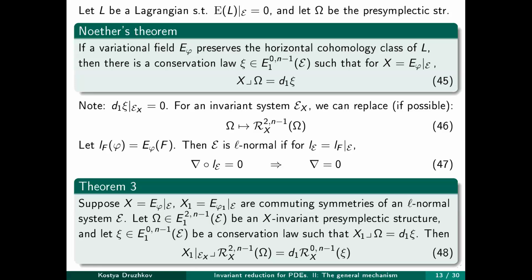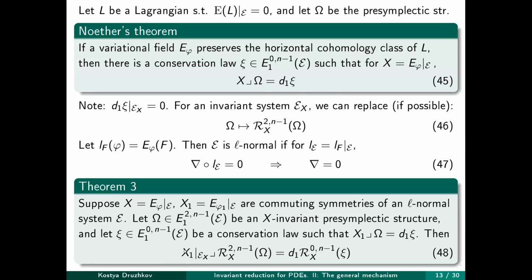So this formula basically means that the relation given under the formula 45 remains the same when we restrict everything, when we reduce everything to the invariant subsystem. Because to reduce a symmetry to this subsystem is simply to restrict it, if it's possible. When they commute, there are no problems with such restrictions.